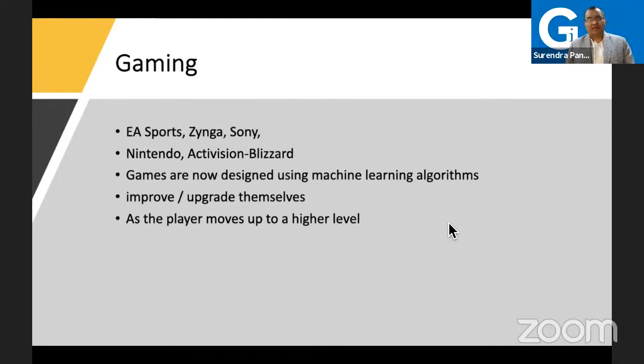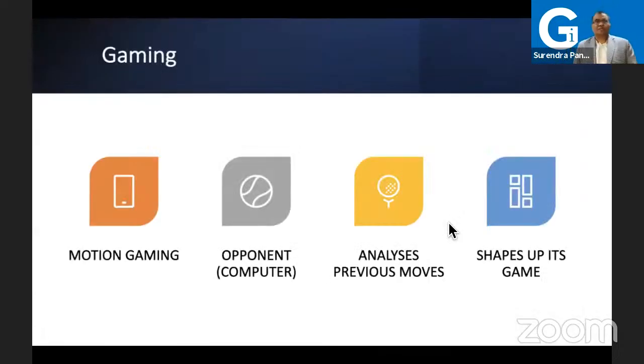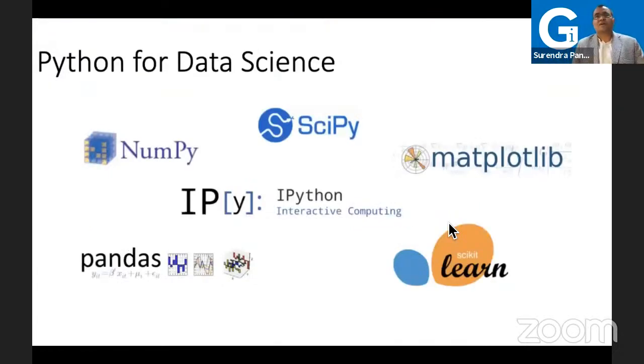Now another application is gaming. Someone may be interested in developing a gaming application using data science, using machine learning algorithms to improve and upgrade it. Companies like EA Sports and Sony are already using data science in gaming. There are various gaming applications based on data science: motion gaming, opponent gaming, analyzing previous moves, or shaping up its games. Those kinds of games are already available.